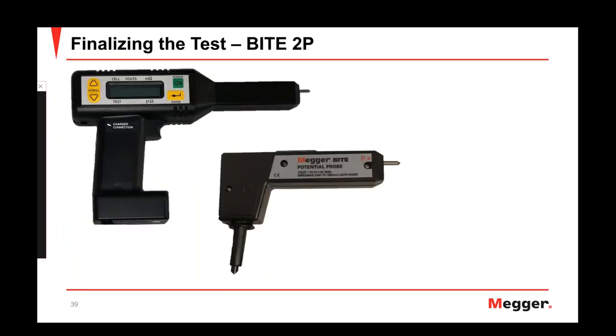So now let's talk about finalizing the test with the BITE 2P. Whenever you're done taking all your measurements across the battery string, in order to finalize the test, you're going to have to follow a procedure. The first thing you're going to have to do is short your potential probe and your receiver probe together and pull the trigger.